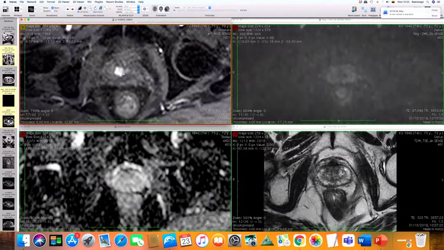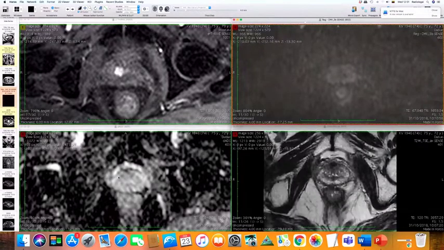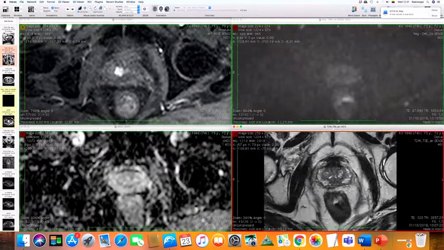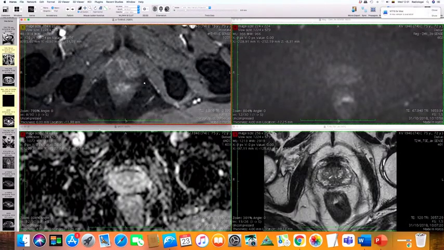In the right lobe transitional zone here, there is a focus of contrast enhancement, but no diffusion restriction at the site, so it could be an adenoma. And at this time, for local recurrence in the prostate, there is no sufficient data.